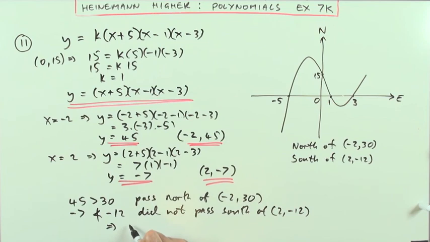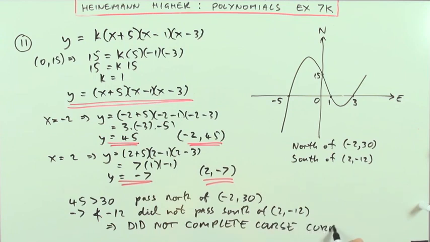And the wording was complete the course correctly, so did not complete the course. Did not complete course correctly. That would be it. There we go. It passed north, but it did not pass south, so it did not complete the course correctly. Question 11.